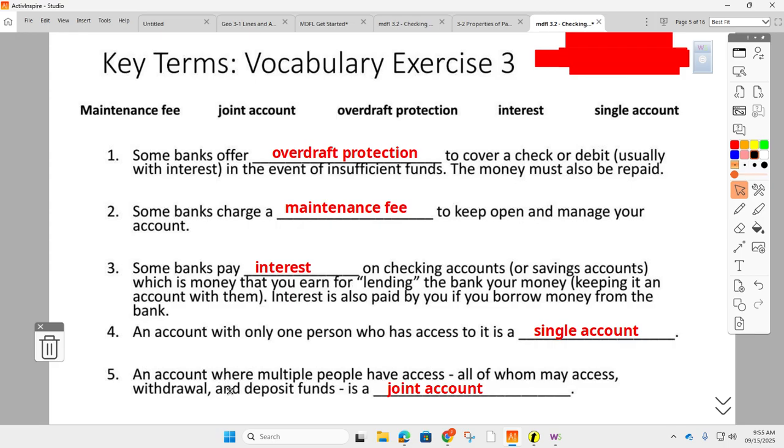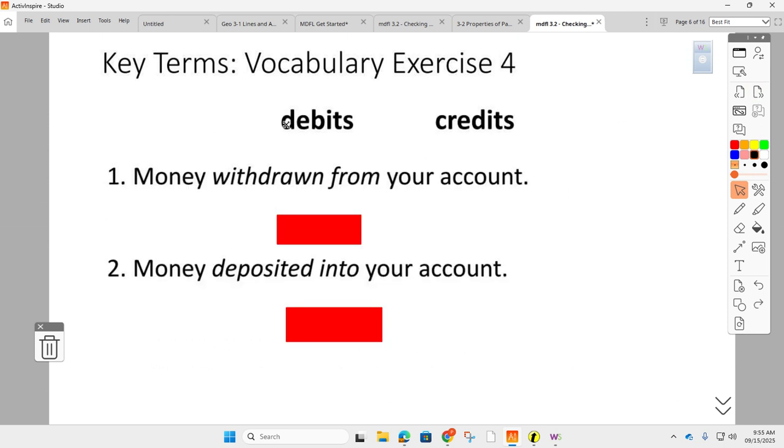All right. Debit, credit. It's important that we know the difference between the two. One represents money deposited in your account, and one represents money that's subtracted or withdrawn from your account. The money withdrawn from your account, do you think it's a debit or a credit? Joseph? Debit. Good job. And money deposited in your account is a credit.